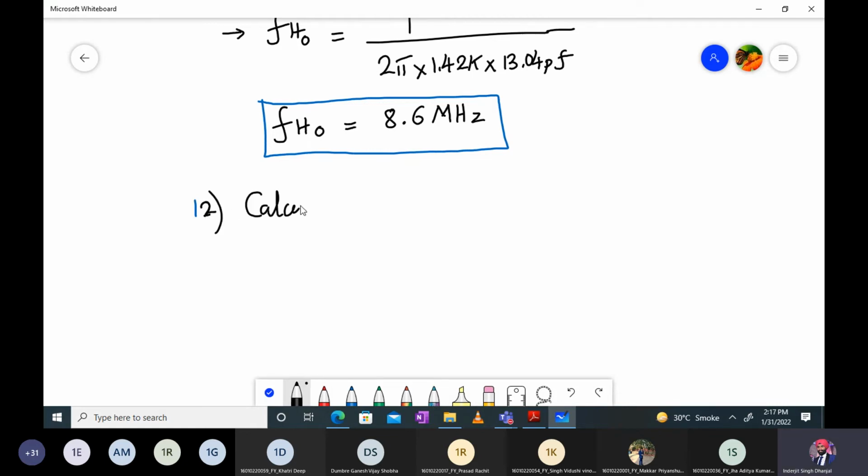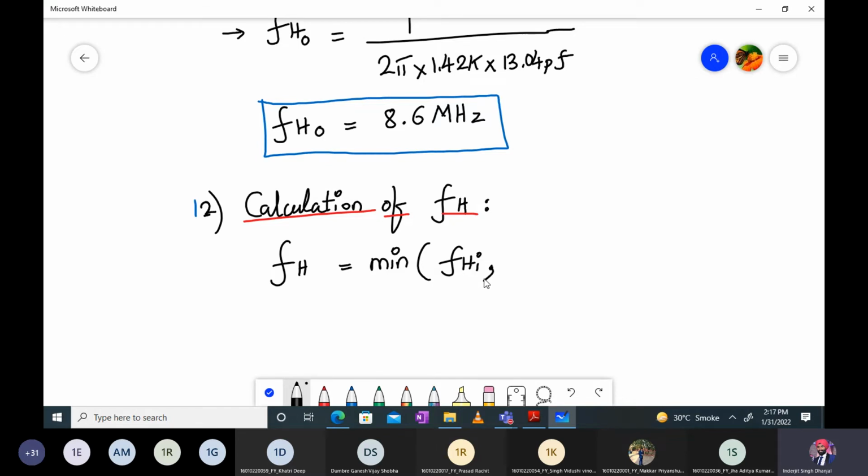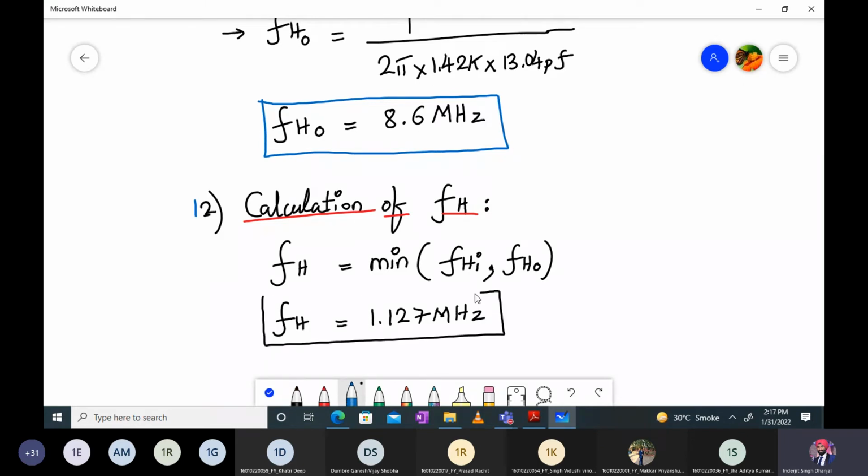So next is the calculation of FH. In the calculation of FH, FH will be the minimum of FHI and FHO. Remember the FHI value was 1.127 megahertz. So your FH will be equal to 1.127 megahertz, because it's the lower among the 8.6. 8.6 is the higher value, so we have to select the lower value of FH.